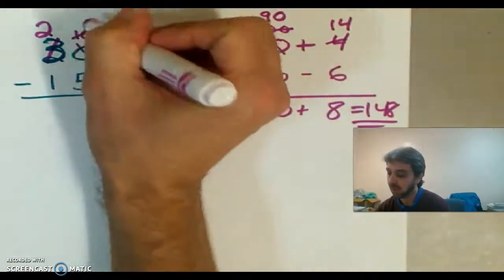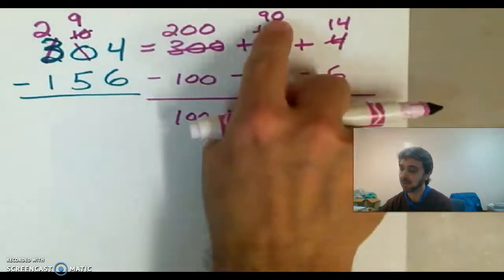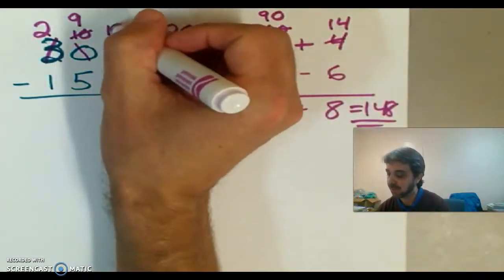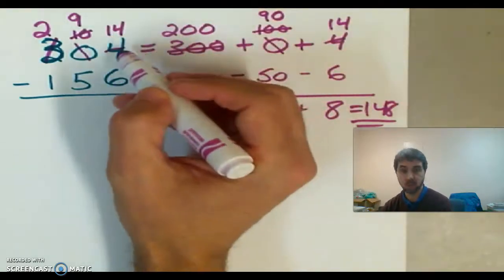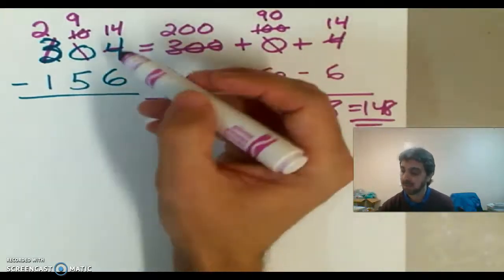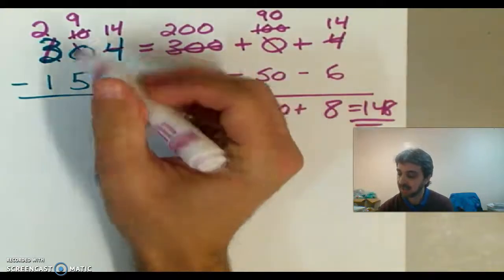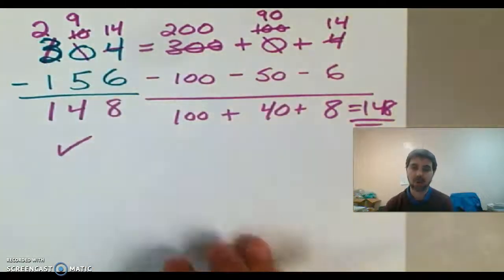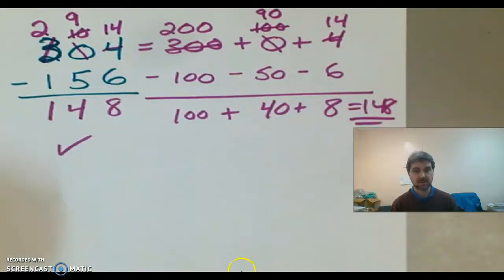So now I'm going to take one of these tens. So now there's only 9 of them, which would give you a value of 90. And I'm going to give one of these to the ones place. And now I have 10 more ones, which gives me 14 ones. All right, 14 minus 6 is 8. 9 minus 5 is 4. 2 minus 1 is 1. And I got 148.